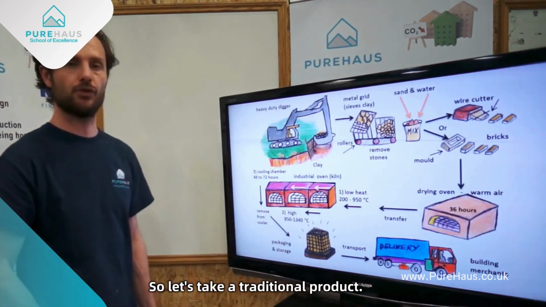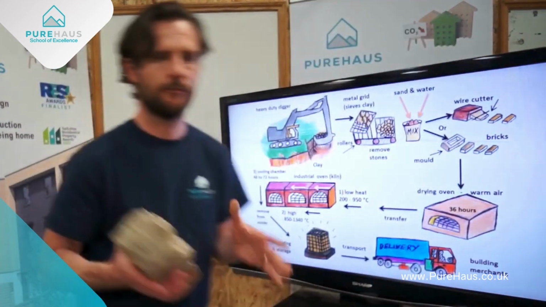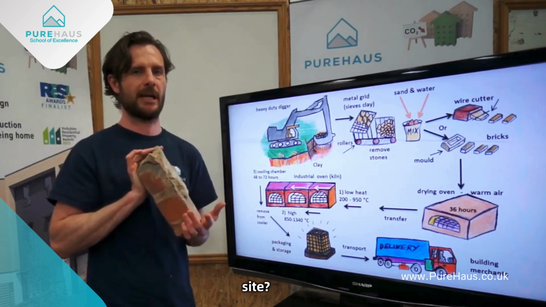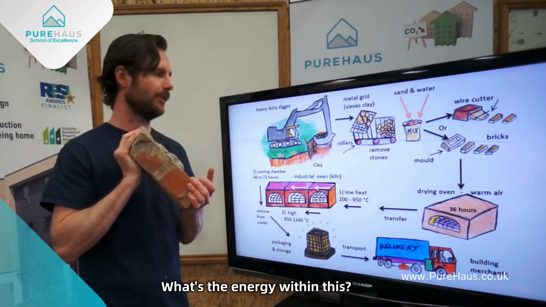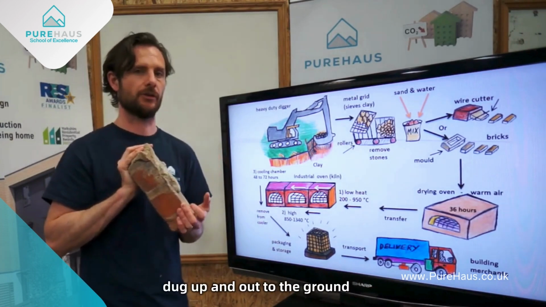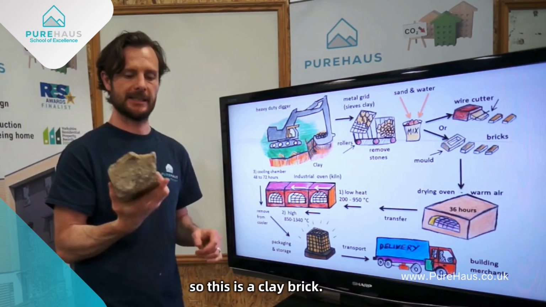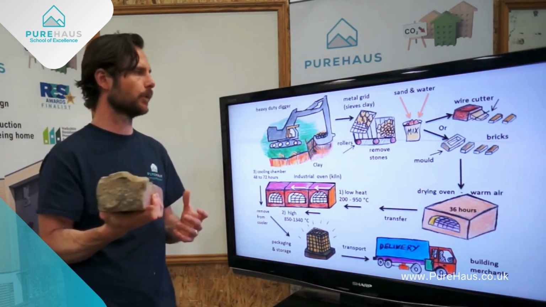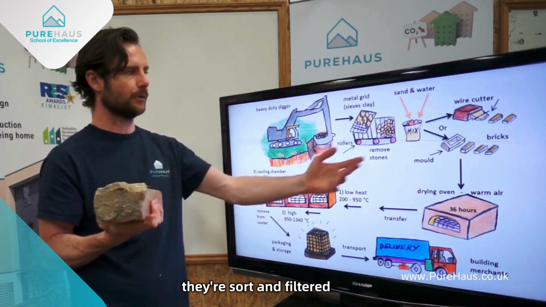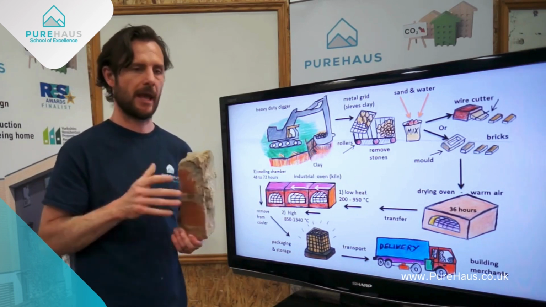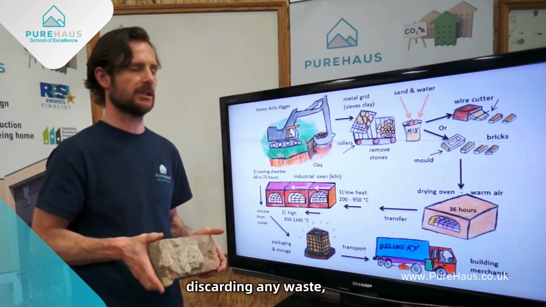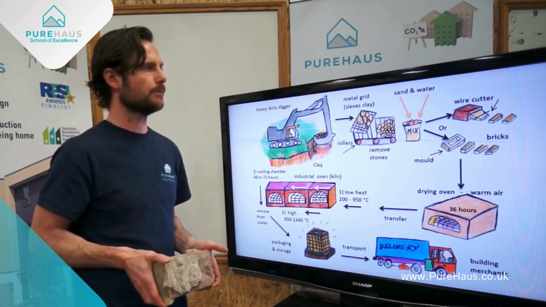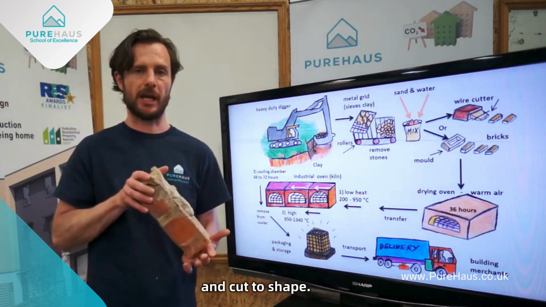So, let's take a traditional product, a brick. Okay? Where does a brick come from and how does it arrive on site? What's the energy within this? So first of all, the materials get dug up and out of the ground. So this is a clay brick. So clay is mined from a quarry. Okay, they're sorted and filtered into appropriate material for actual use, discarding any waste that's not good enough to go into the mix. Mixed with sand and water and cut to shape.